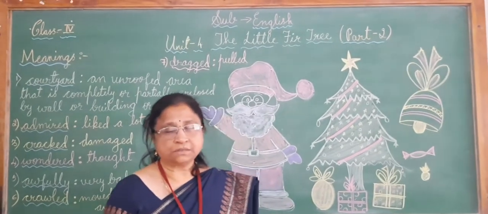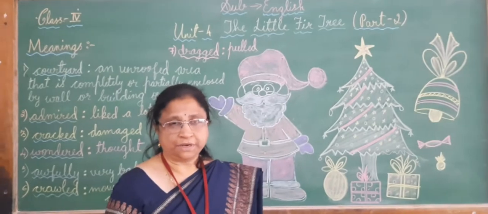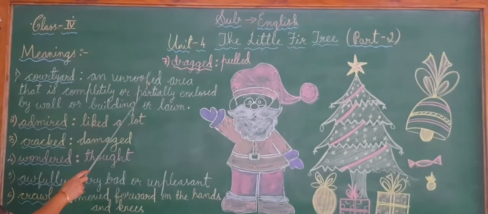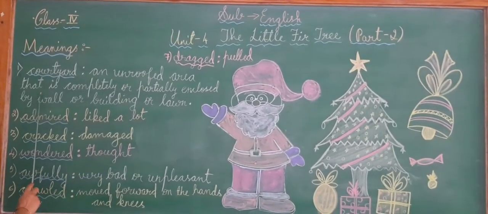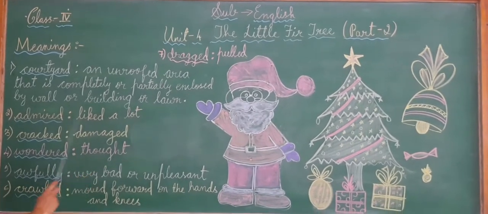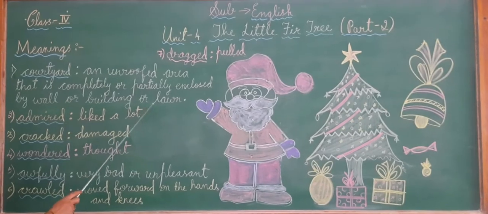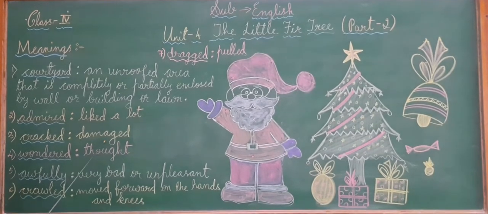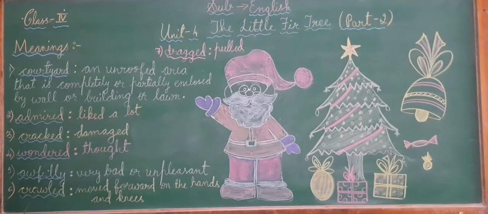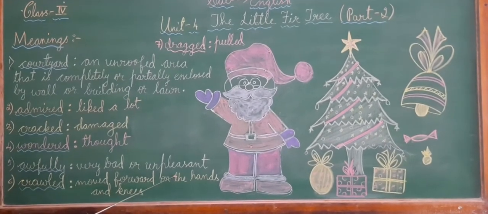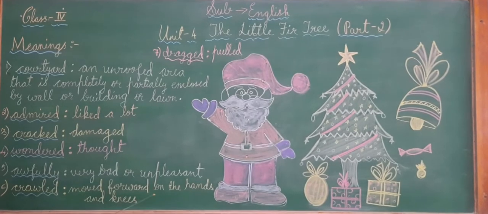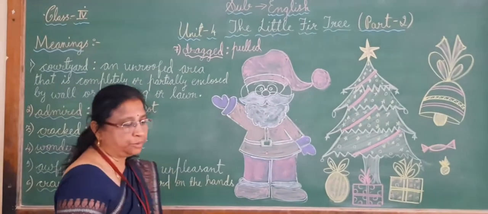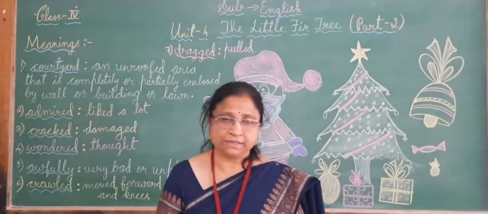Before I start reading the lesson and explaining it to you all, let us know the words and their meanings. Courtyard: an unroofed area that is completely or partially enclosed by wall or building or lawn. Admire: like a lot. Crack: damaged. Wonder: thought. Awfully: very bad or unpleasant. Crawl: move forward on the hands and knees. Drag: pull. So after knowing the words and their meanings, let us start with the lesson.